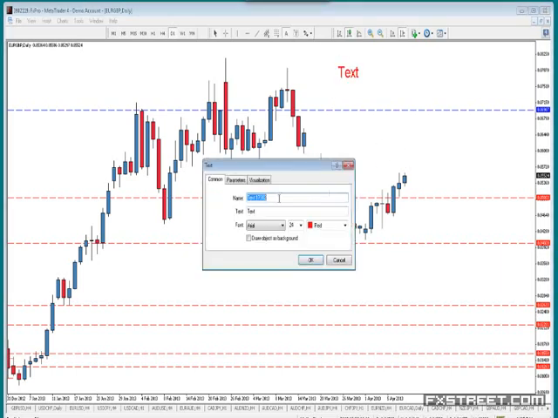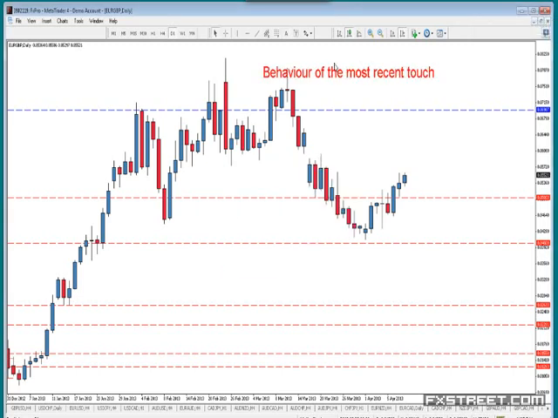This is, number seven, behavior of the most recent touch. Behavior of the most recent touch. I never know how to spell behavior, if I should spell it the American way, which I learned, or the English and Australian way, but I've just adopted the Queen's English here.